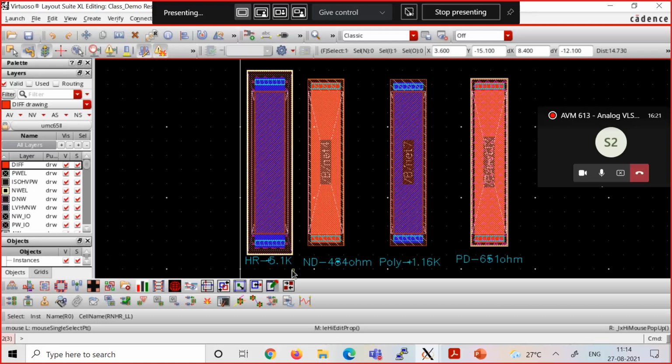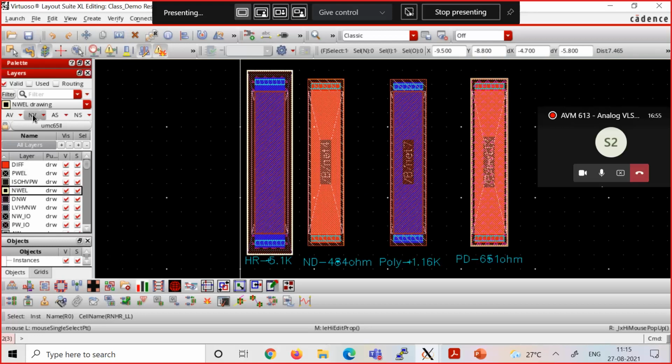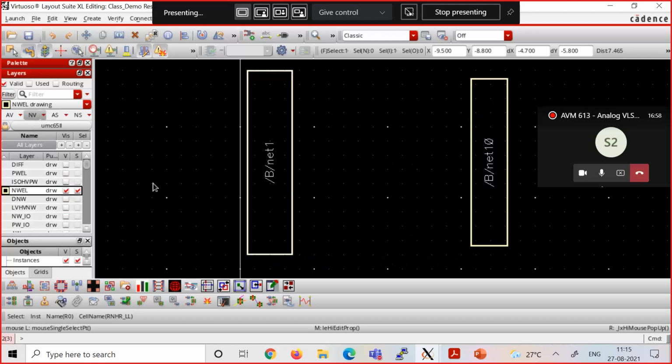Whereas this is an N-type diffusion. I have used ND. It is the N diffusion which you use for your NMOS devices, and the resistance for this bar of diffusion is only 484 ohms. If you use poly, you get 1.16K. If you use P-type diffusion, you get 651 ohms. And you can see that if you use a P-type diffusion, you are putting it inside an N well. So you can see that there is an N well here.